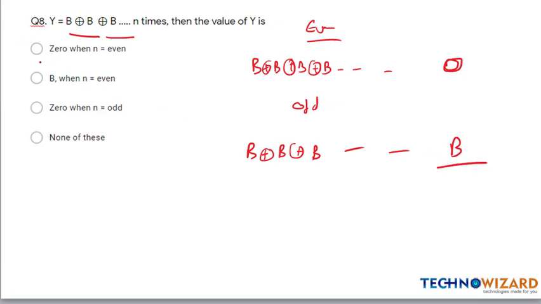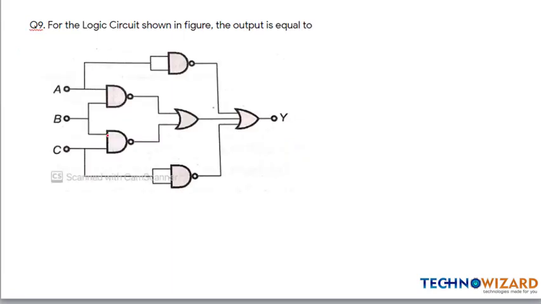Then, if we see our option A, 0, when n is equal to even, then the output will be 0. Then option A is the correct answer, any other option will not match this question. Question number 9.